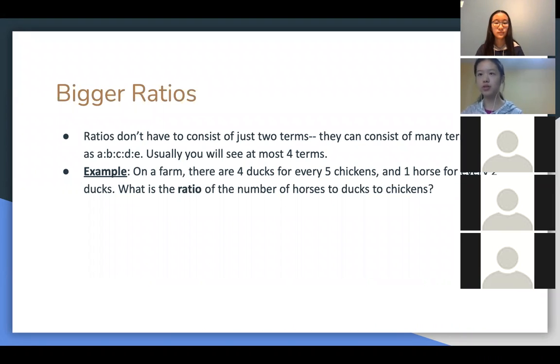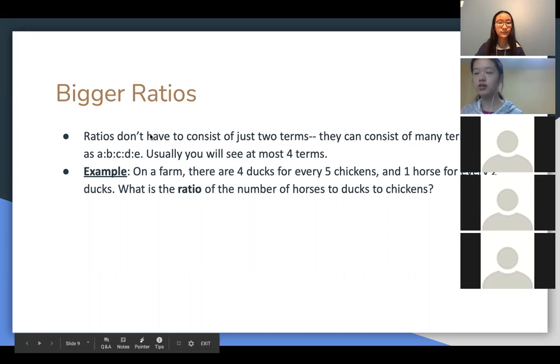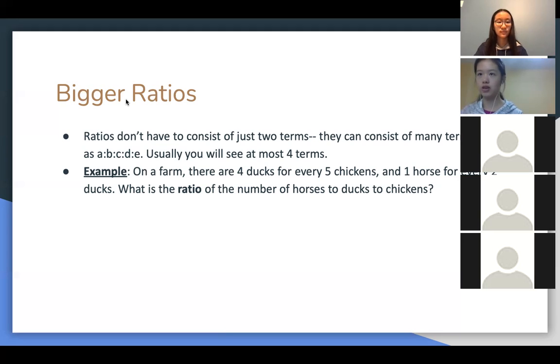And what you want to do with this question is you want to try to notice the overlap between these first 2 ratios. You know that there's 4 ducks for every 5 chickens and 1 horse for every 2 ducks. So in both of these 2 ratios, the ducks to chickens and the horse to ducks, there's a duck term. And to make one big ratio, you want to try to make these duck terms equal.